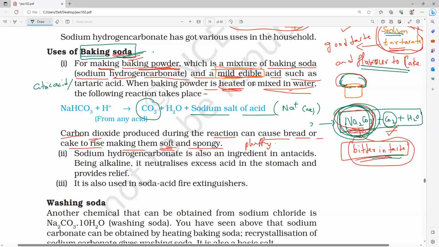Then, how to avoid that bitter taste? Instead of baking soda, we have to add what, guys? Baking powder. Then the acid present in the baking powder will react with the sodium carbonate and add flavor and good taste to the cake. That is what you have to remember.